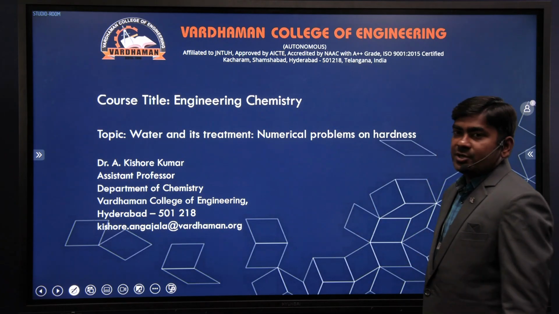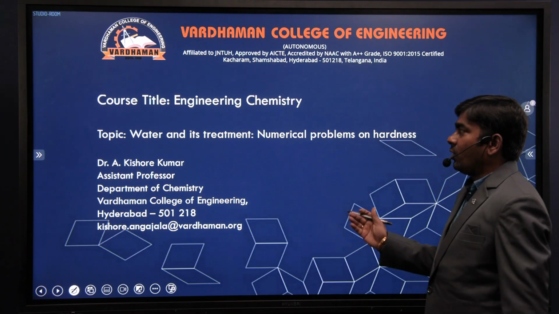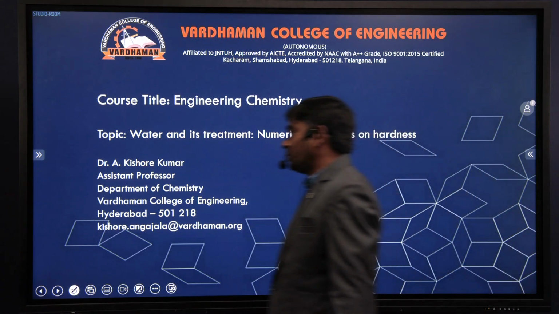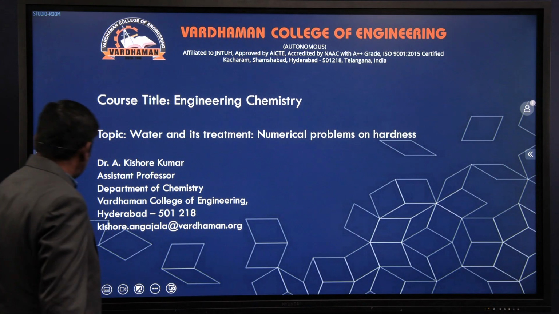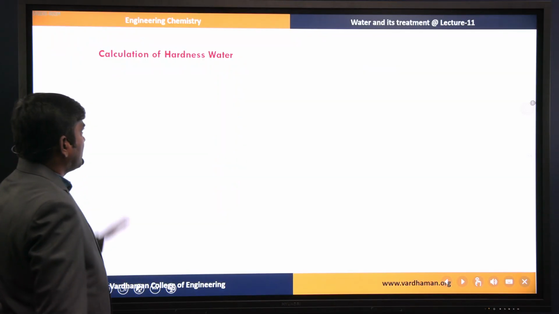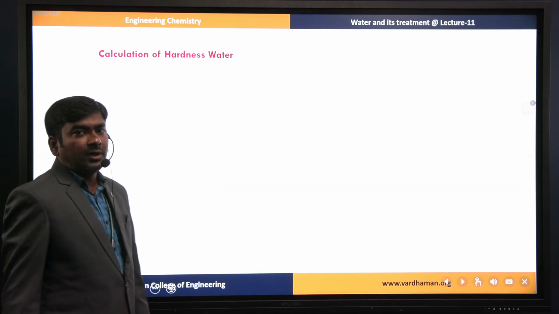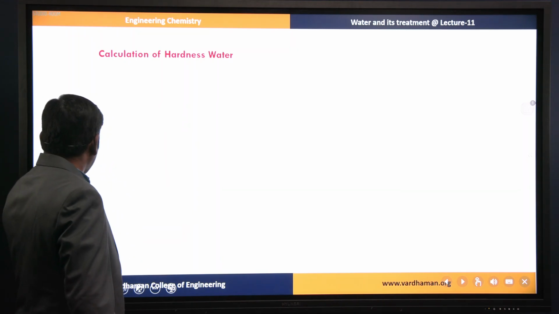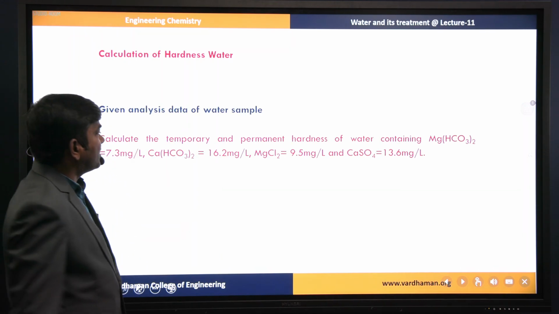In the Engineering Chemistry course, we have water and its treatment. Today we are going to cover numerical problems on hardness, that is, calculation of hardness of water. We will be given certain data of a hard water sample.